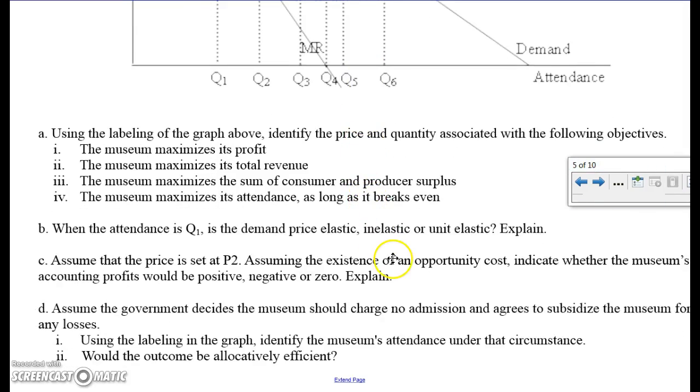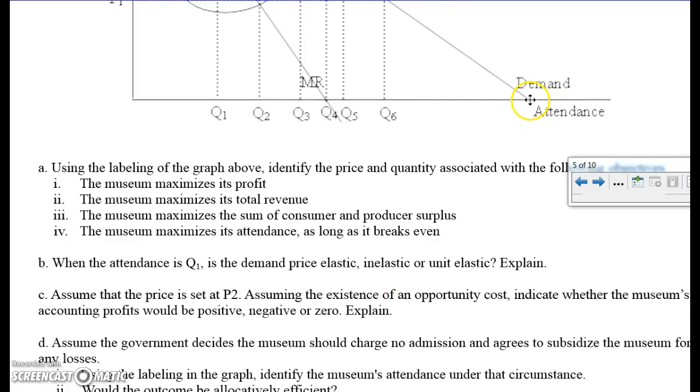Assume the government decides the museum should charge no admission and agrees to subsidize. Okay, well, if they charge no admission, the price is free, right? And they would be way over here. I didn't even label that.